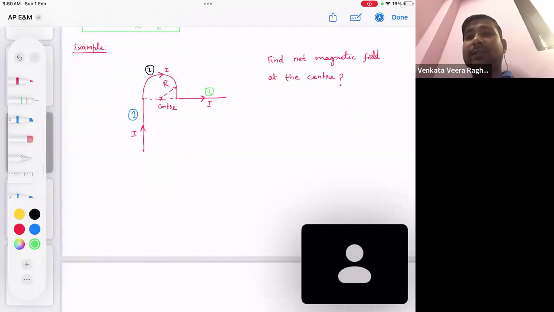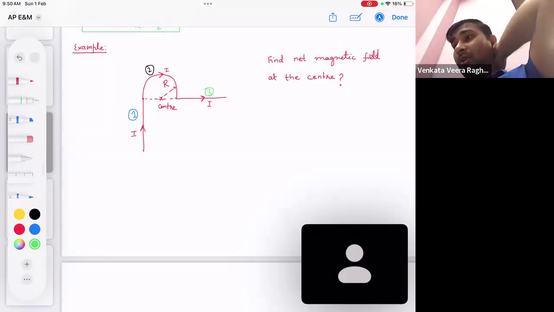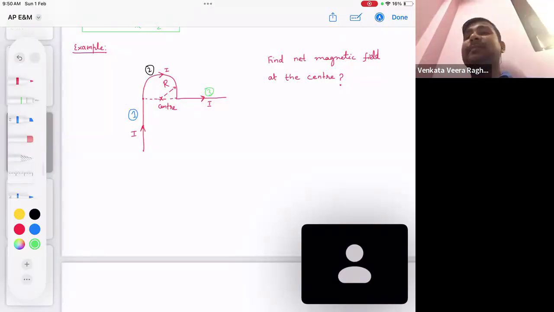Why? Because the point where we want to calculate the magnetic field is just along the direction of the current only, isn't it? Or behind or forward, no problem. If the point is lying on the same line as the current direction, then the magnetic field due to that segment will come zero. Now let's calculate one by one all these values.